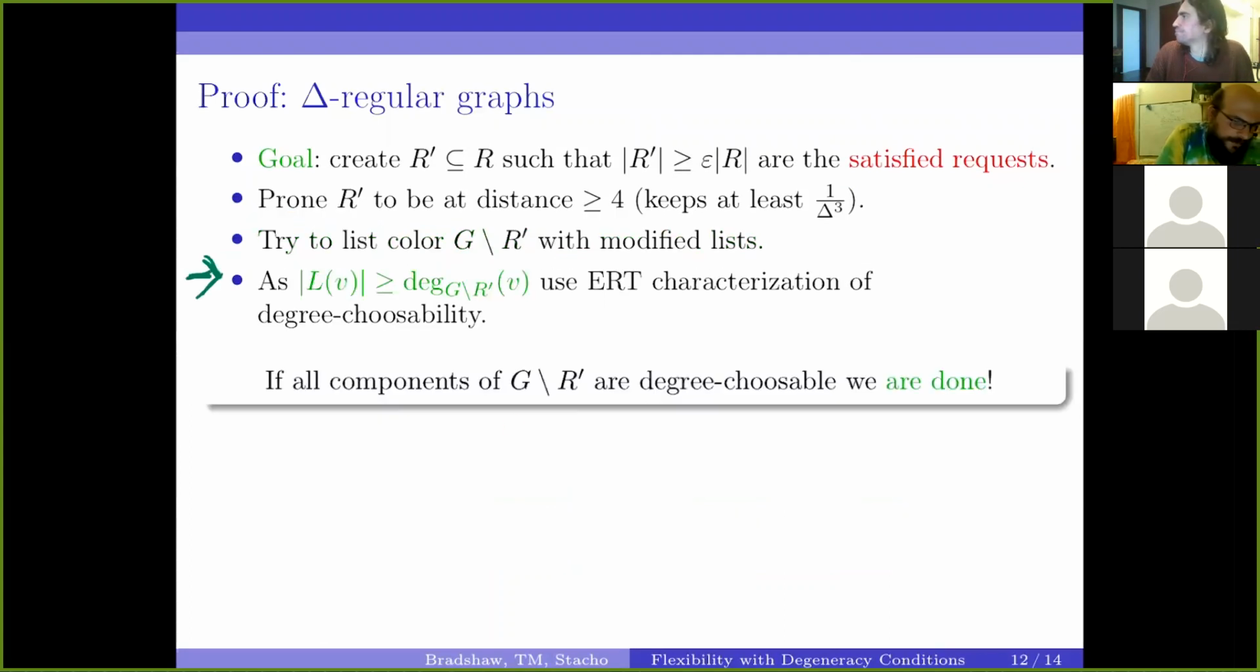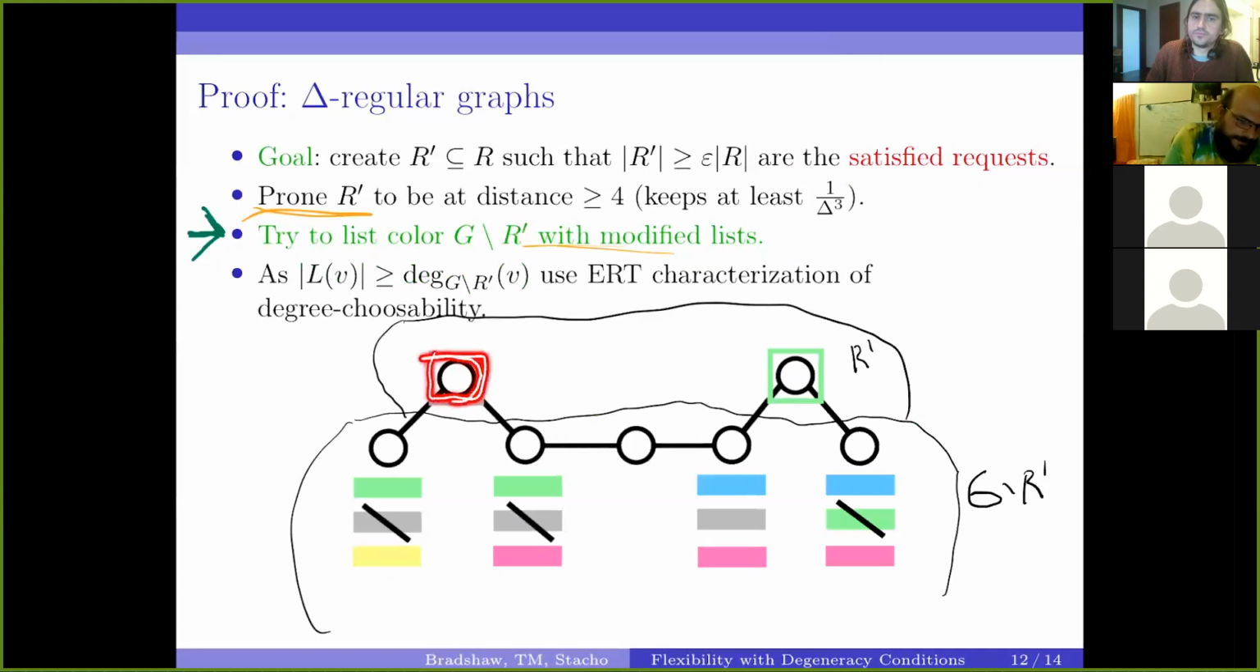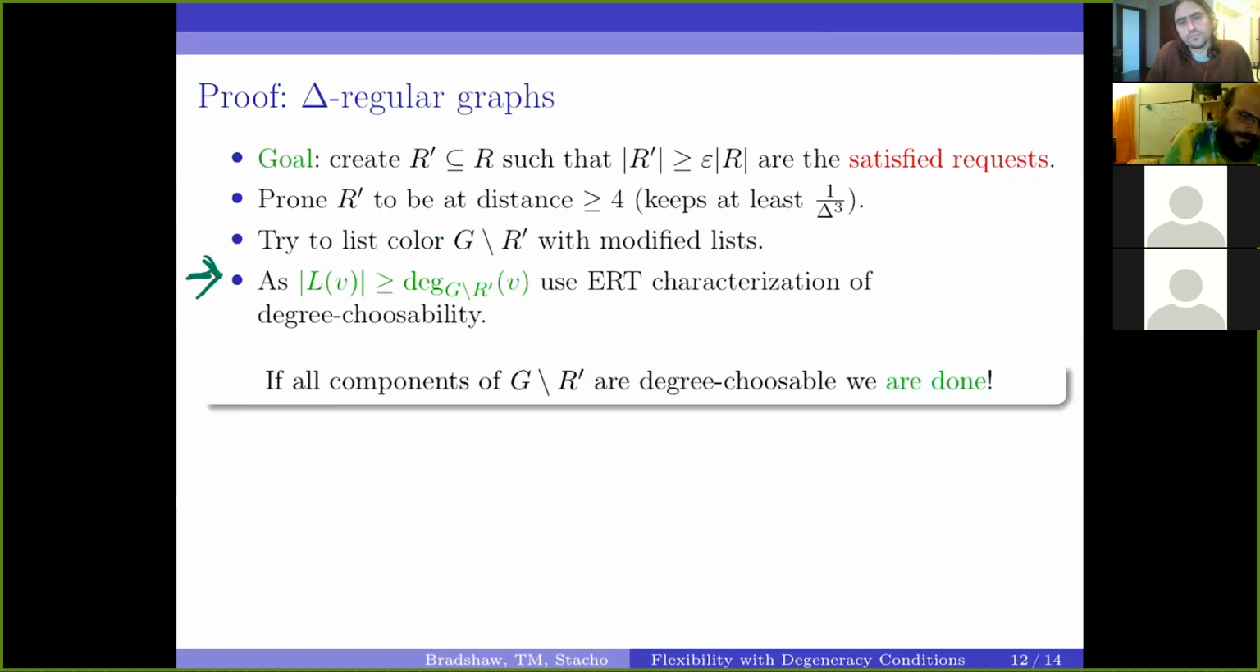So if all the components of G minus R prime are degree choosable, so all those components, all those blocks in all those components are not composed out of blocks that are either complete or odd cycles, then we are done, because we list color the rest, and then we can return back those vertices from R prime, and as those colors were discarded on their neighbors, then we can use the requested color for the vertices in R prime, and we are happy and we won. So we need to examine the case.